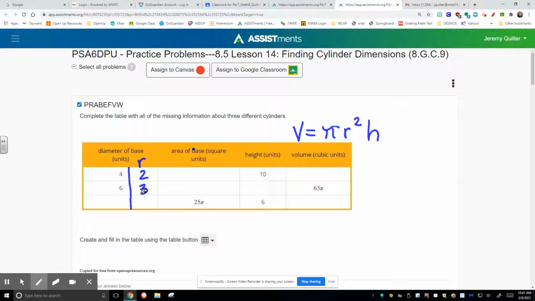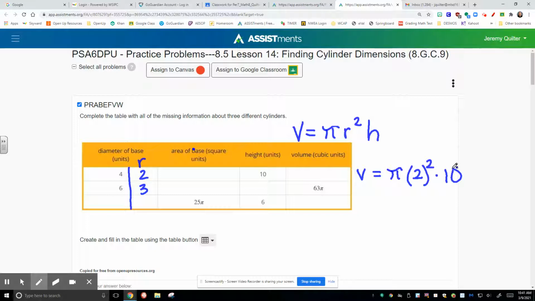I have the height, I have the radius for the first one, so I need to find volume. Volume is equal to pi times the radius, 2 squared, times the height of 10. And then I can find the volume for that. And when we look at this, what I would really like to see is the answer in terms of pi, because of the way that this is all written out.